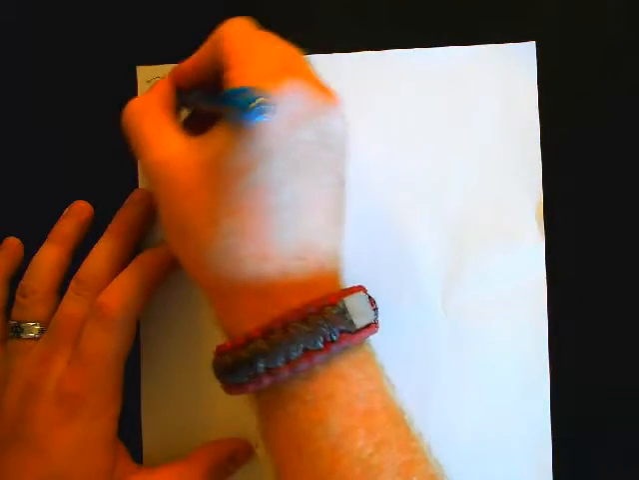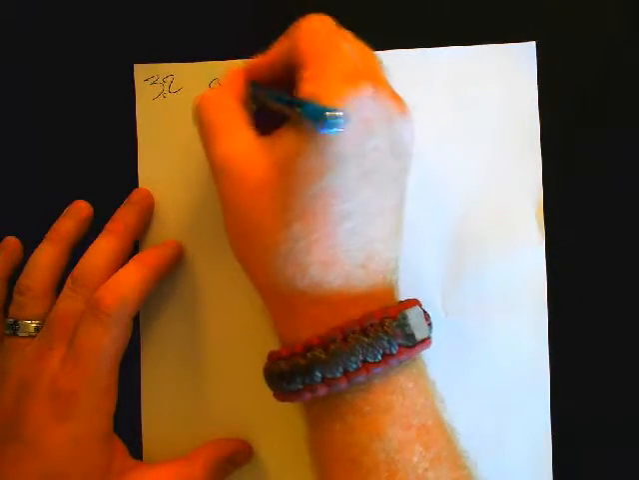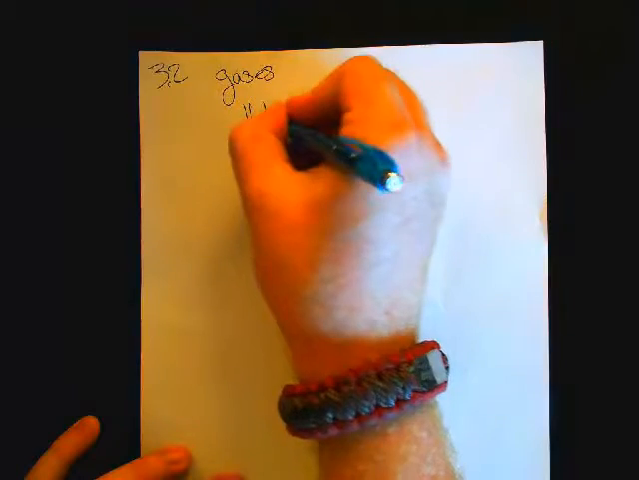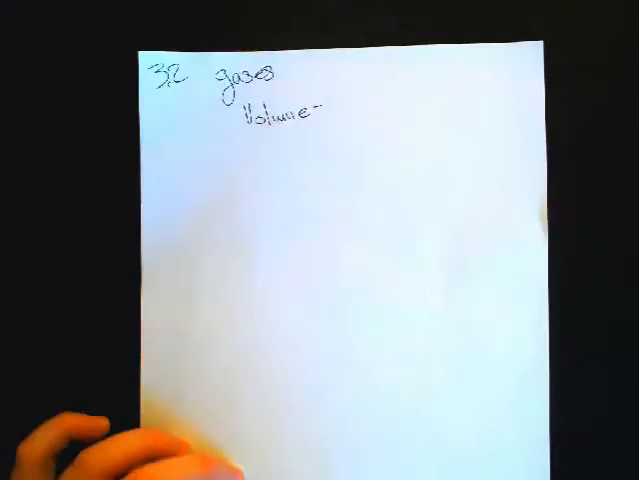So this is 3.2 gases. All right, there are three different properties of gas that we're going to be talking about. We've already really kind of identified one, and that's volume. What's volume?